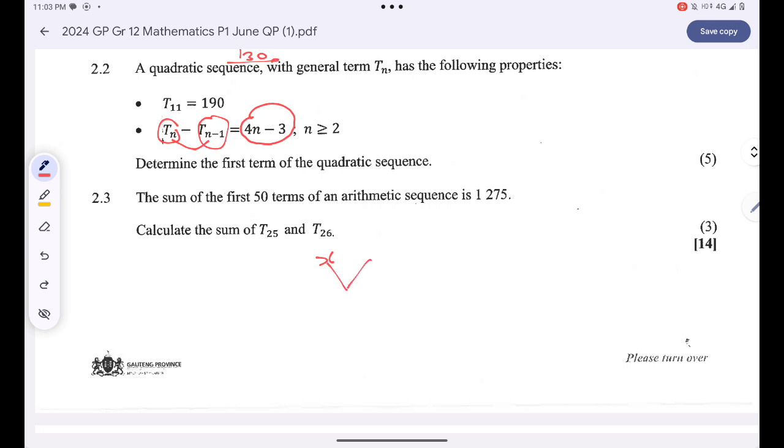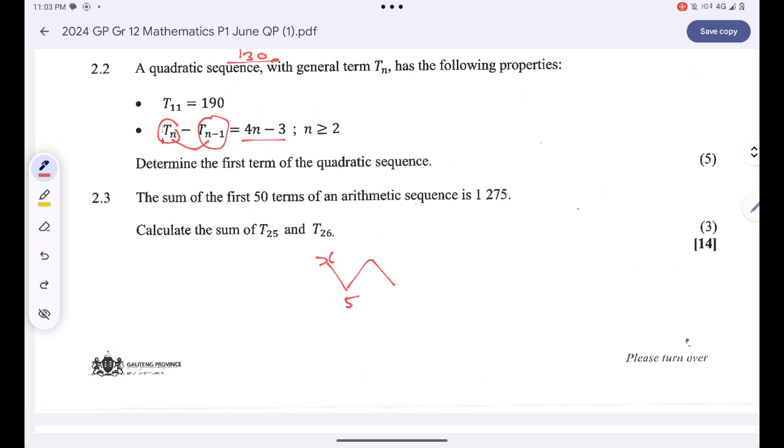This simply means that for my first difference, I'll just substitute 2 whenever I come across n, because I was told that n is at least 2. So I'll substitute 2 there. I'll end up having 4n minus 3, which is 4 times 2 minus 3. That's basically 5. Do the same thing. Now I'll substitute 3.